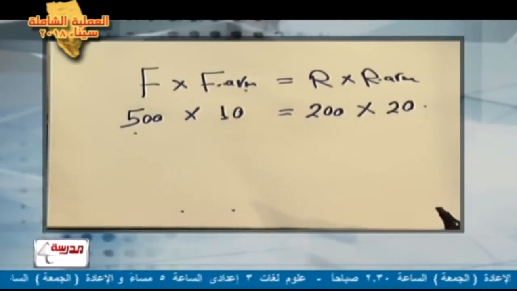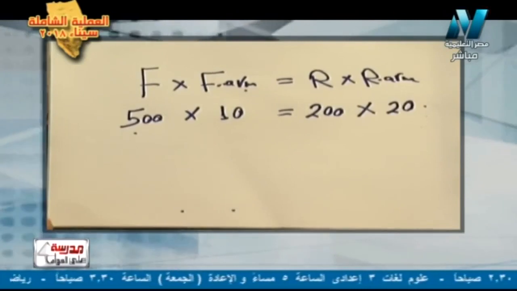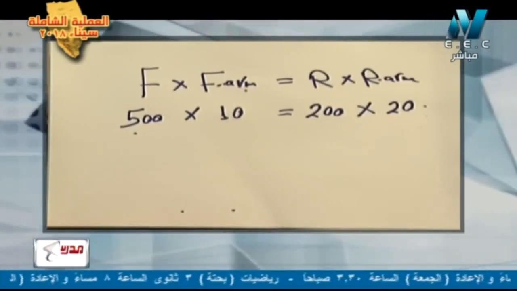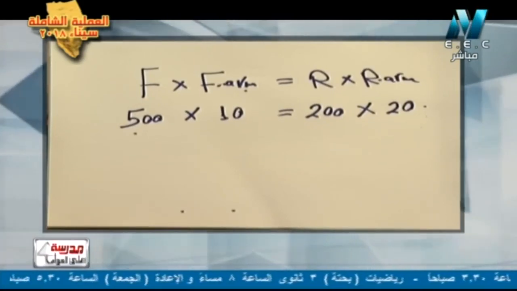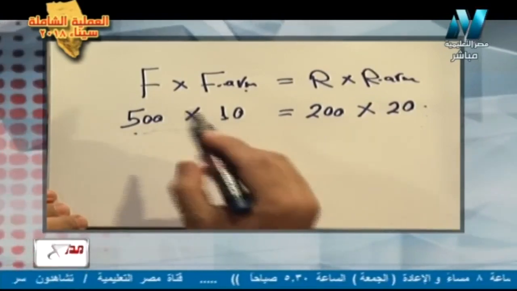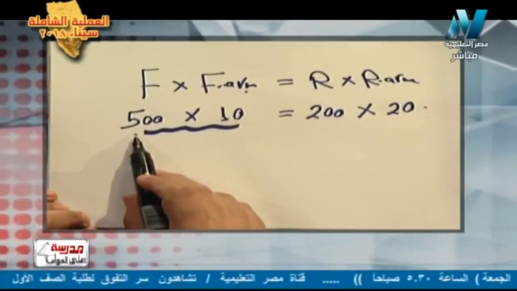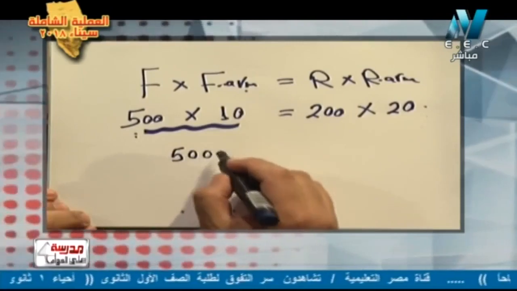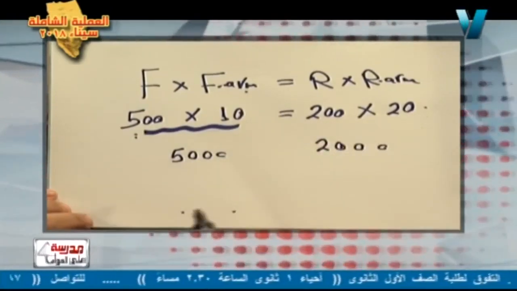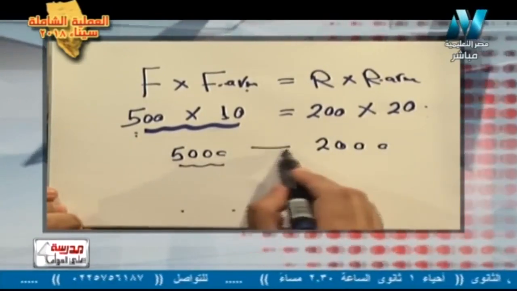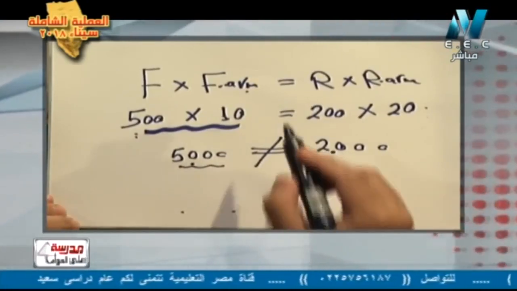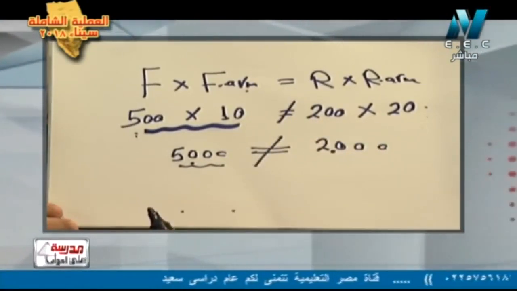So how can I solve this problem? In this problem you are asked to say whether the lever is balanced or not. How can I solve it? I must find the right side and the left side. 500 by 10 equals 5,000. 200 by 20 equals 4,000. So surely 5,000 is not equal to 4,000, so I can say this lever is not balanced.